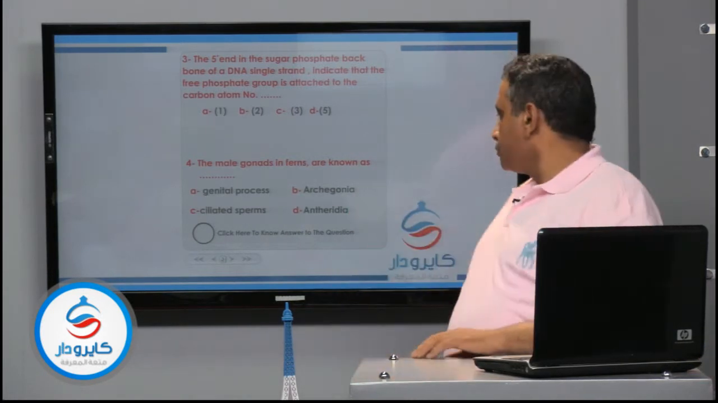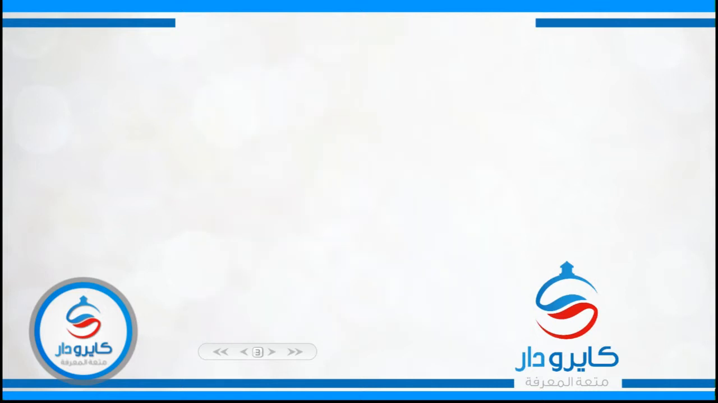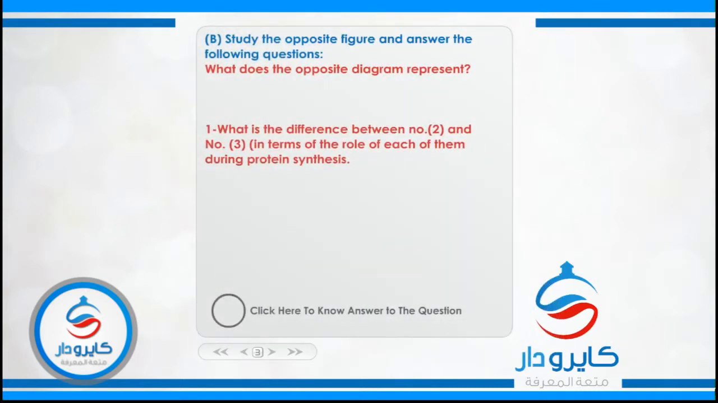The male gonads of the fern, known as the male reproductive organ of the fern such as Adiantum or Polypodium plant, is the antheridium. So the answer of the first part, number 3, is 5, and number 4 is the antheridium. The next question.